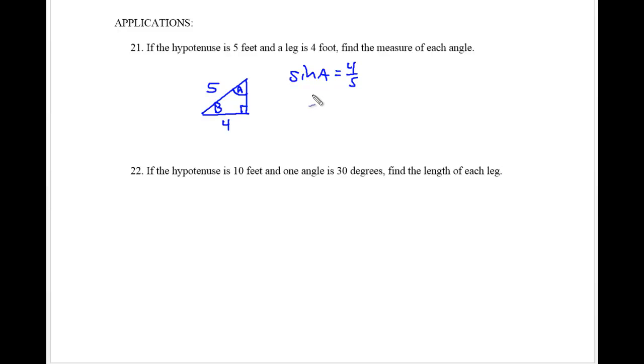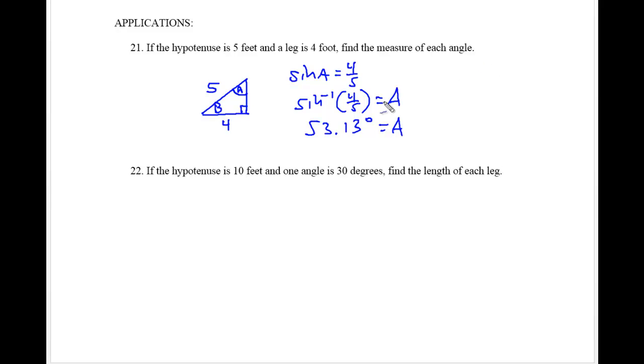So what we're going to do is take the inverse sine of this. So the inverse sine of 4/5 is equal to A. So our A in this case is going to be 53.13 degrees.